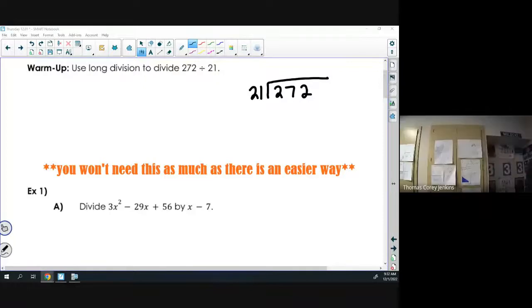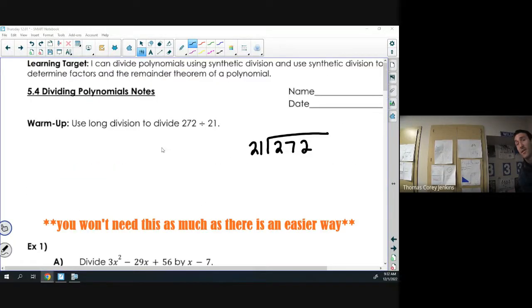All right, guys, so we'll go ahead and start our 5-4 notes here. It's about dividing polynomials, and our learning target is I can divide polynomials using synthetic division and use synthetic division to determine factors and the remainder theorem of a polynomial.